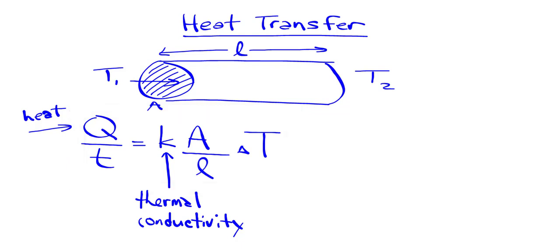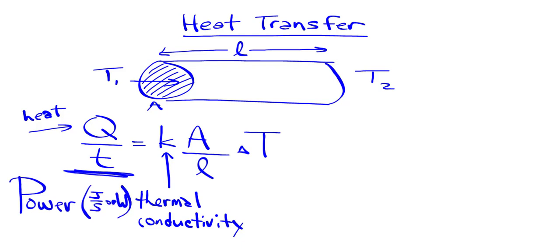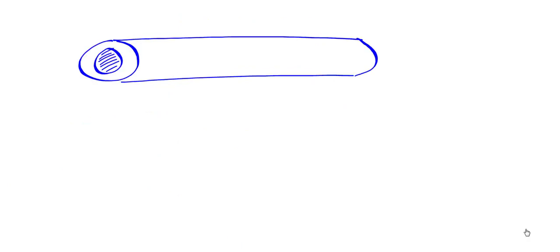Now, one thing to note, the rate of heat transfer, the energy per time, is also power, which is expressed in joules per second or watts. So if you find yourself giving the power of the situation, just understand you could substitute that in for Q over t. All right, let's do an example.